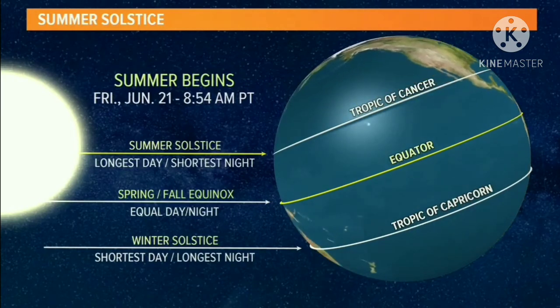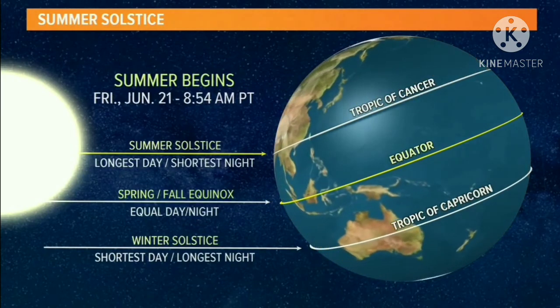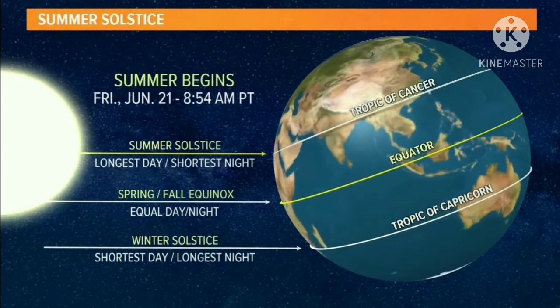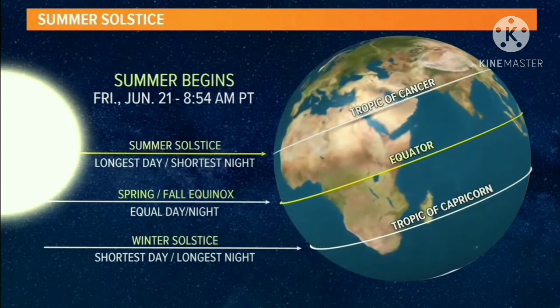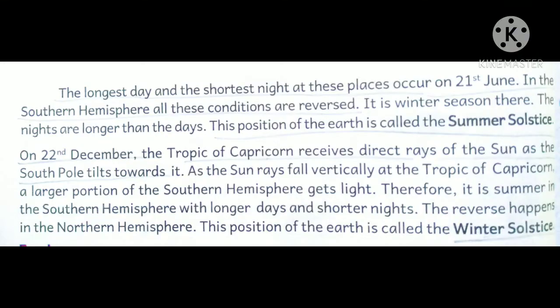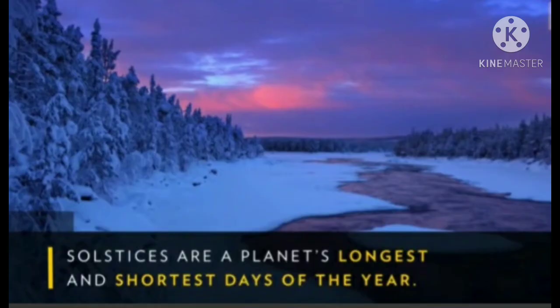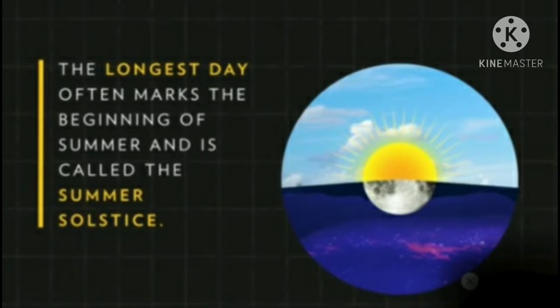Since a large portion of the northern hemisphere receives light from the sun, it is summer in the regions north of the equator. The longest day and the shortest night at these places occur on 21st June. In the southern hemisphere, all these conditions are reversed. It is winter season there. The nights are longer than the days. This position of the earth is called summer solstice.